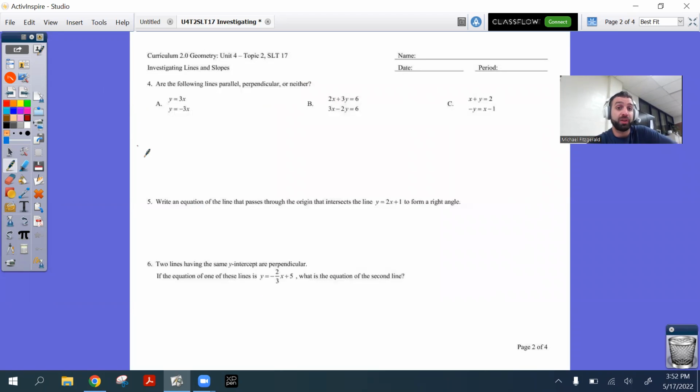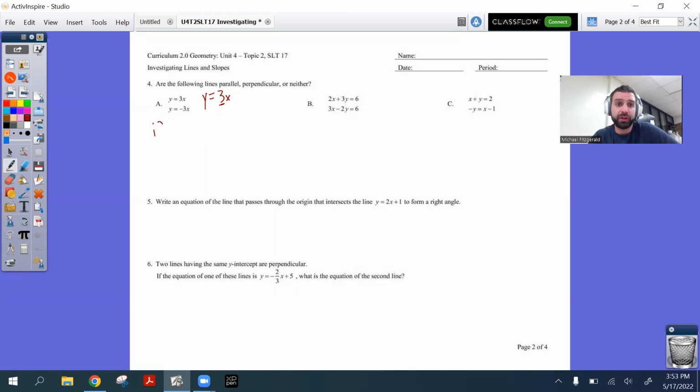I'm going to go through each of these such that we know how to get them done, because they're going to be questions like this tomorrow. Are the following lines parallel, perpendicular, or neither? Well, let's see. Y is equal to 3x. We're looking at the slope. The slope is that number that's multiplied to x. And in this case, we want to see, is this other slope going to be the opposite reciprocal, or is it going to be the same, or is it going to be neither?